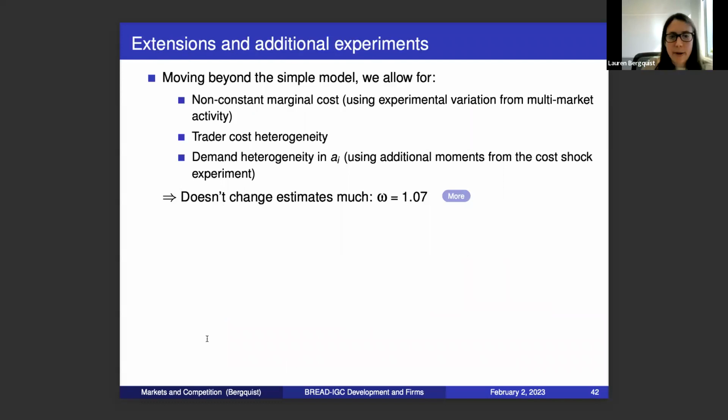We do a bunch of other stuff in the paper. So I mentioned we move beyond that simple model. We account for potential non-constant marginal cost, again using additional experimental variation. We bring in trader heterogeneity, demand heterogeneity. It doesn't change much. So our estimate of omega, given all that, is 1.07. Okay, but again, still very much centered around that 1. That's the collusive benchmark.